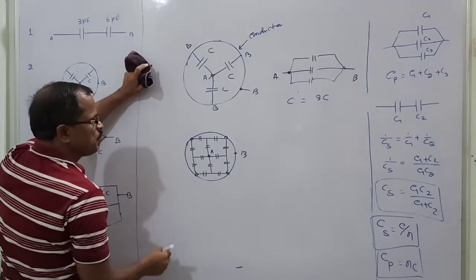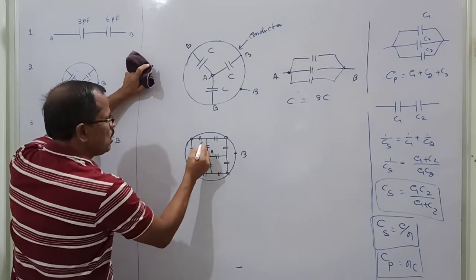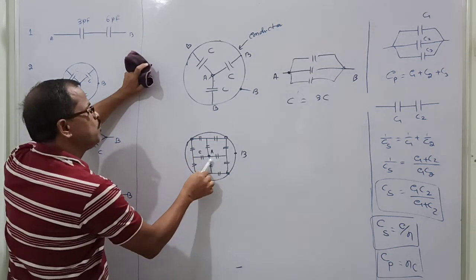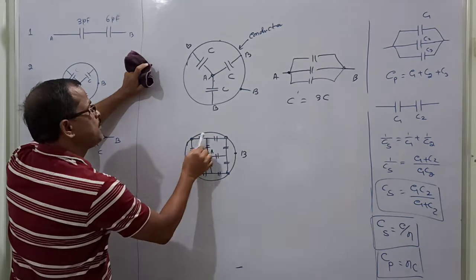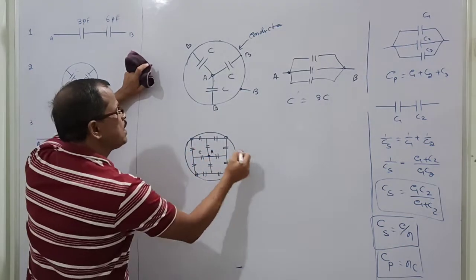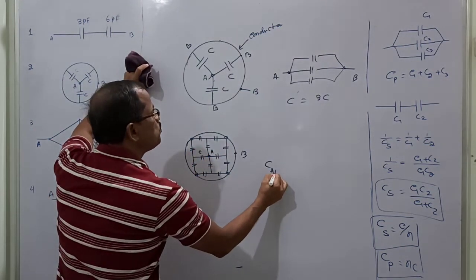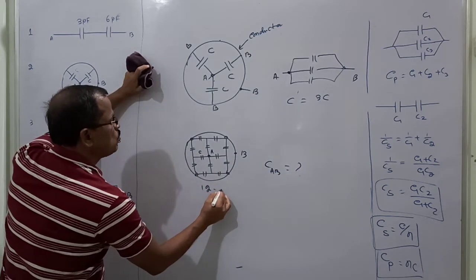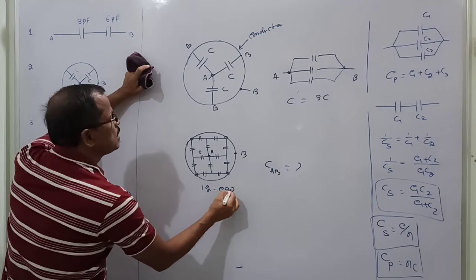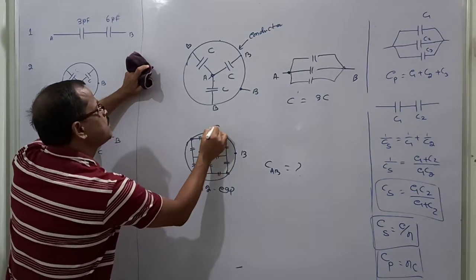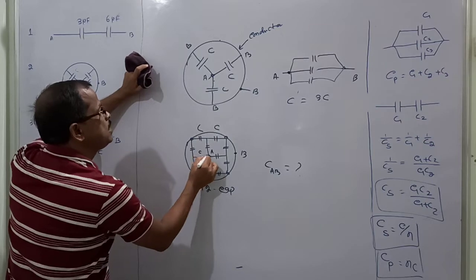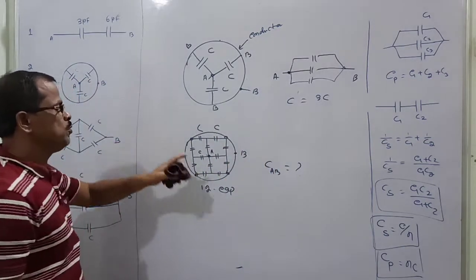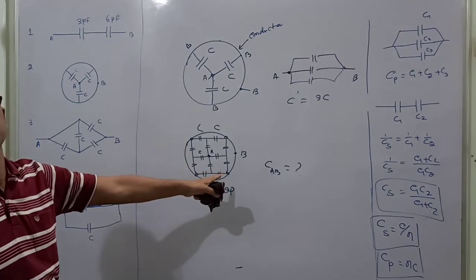So what is the net capacitance between the points A and B? All capacitors have capacitance C. How many capacitors? 1, 2, 3, 4, 5, 6, 7, 8, 9, 10, 11, 12. There are 12 capacitors, each of capacitance C, the same value. A is the center, B is any point on the circumference. So you have to find out the net capacitance between the points A and B.